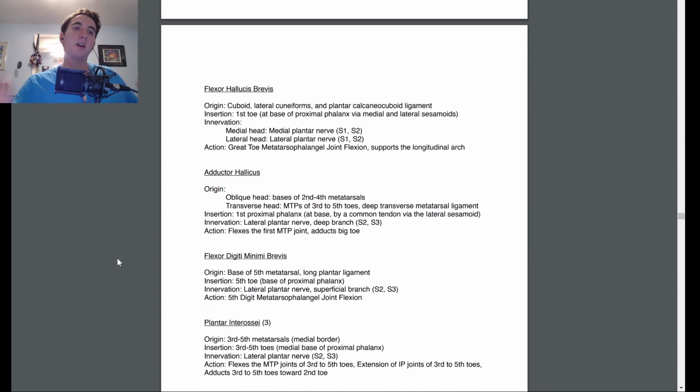Okay, on to the flexor hallucis brevis, which originates at the cuboid, the lateral cuneiforms, and the plantar calcaneal cuboid ligament. Insertions, it inserts at the first toe, the base of the proximal phalanx via the medial and lateral sesamoids. Innervations for the medial head is caused by the medial plantar nerve coming from S1 and S2, and the lateral head is innervated by the lateral plantar nerve coming from S1 and S2. Actions are great toe metatarsal phalangeal joint flexion, and it supports the longitudinal arch.